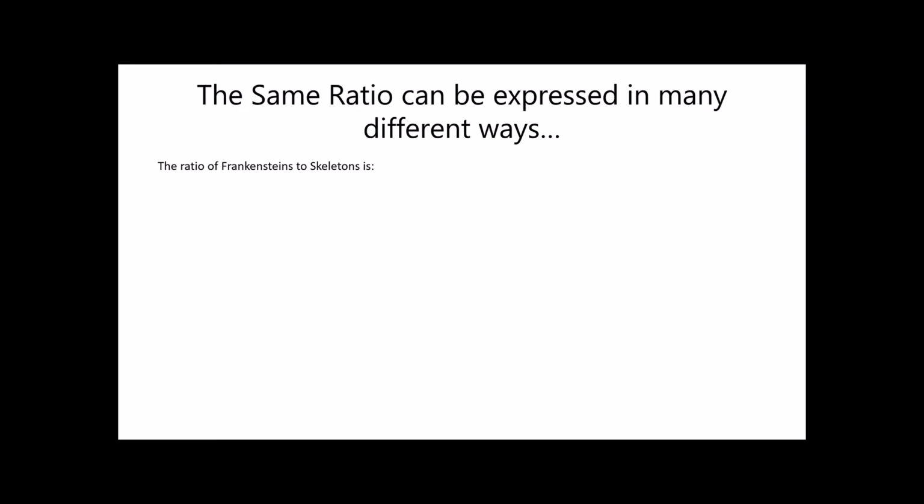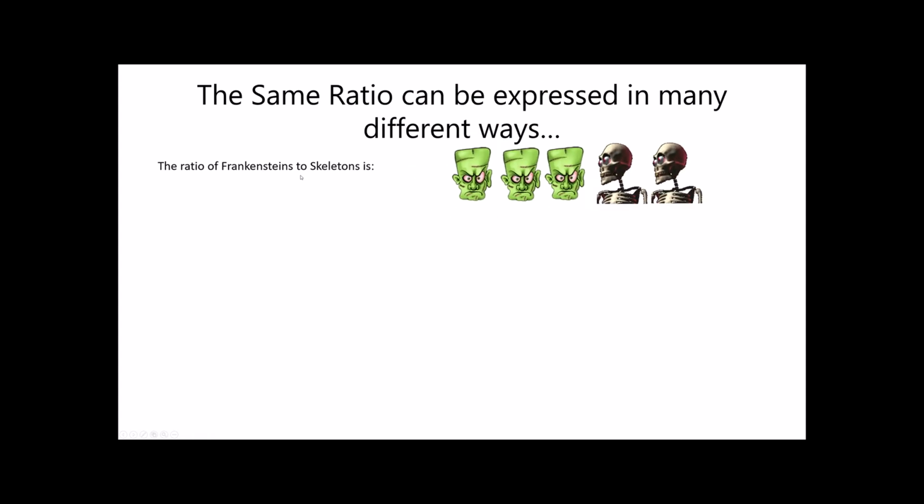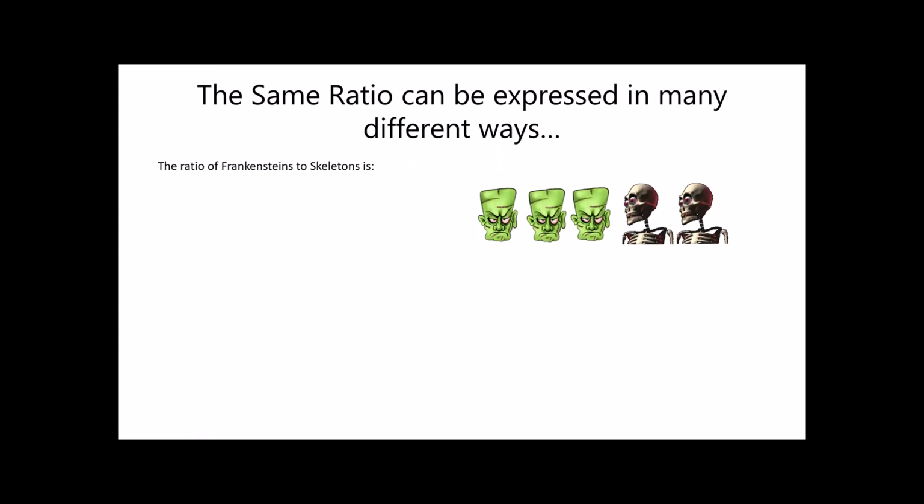So to begin with, I want to go back to this idea of ratios that we talked about in the previous video, and remind you that the same ratio can be expressed in many different ways. For example, the ratio of Frankensteins to skeletons. If I were to put some Frankensteins and skeletons on the screen, we can create a lot of different ratios that relate these two images to one another.